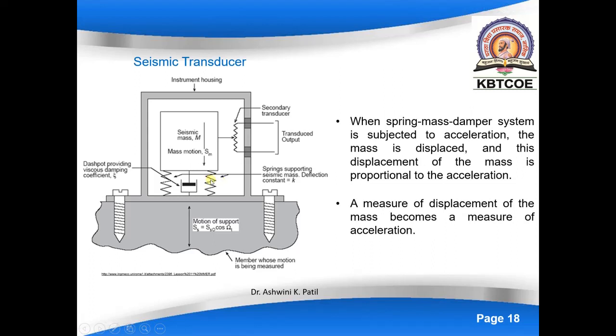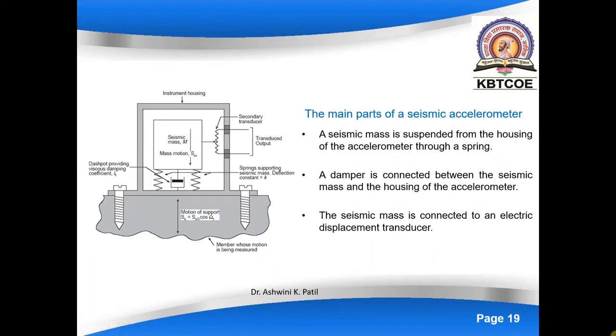These are the springs which are used as a support, and this is the target material of which we have to measure the vibration. The output, which is the displacement of this mass, is given to this secondary transducer. It could be an LVDT or some other transducer, which converts the displacement into electrical output voltage. The main part of the seismic mass accelerometer is the seismic mass, which is suspended from the housing of the accelerometer through this spring.